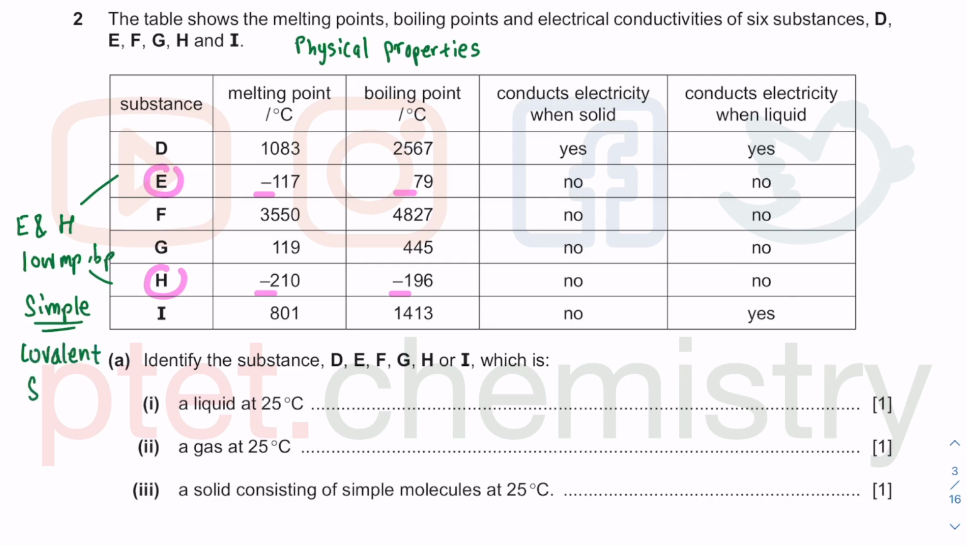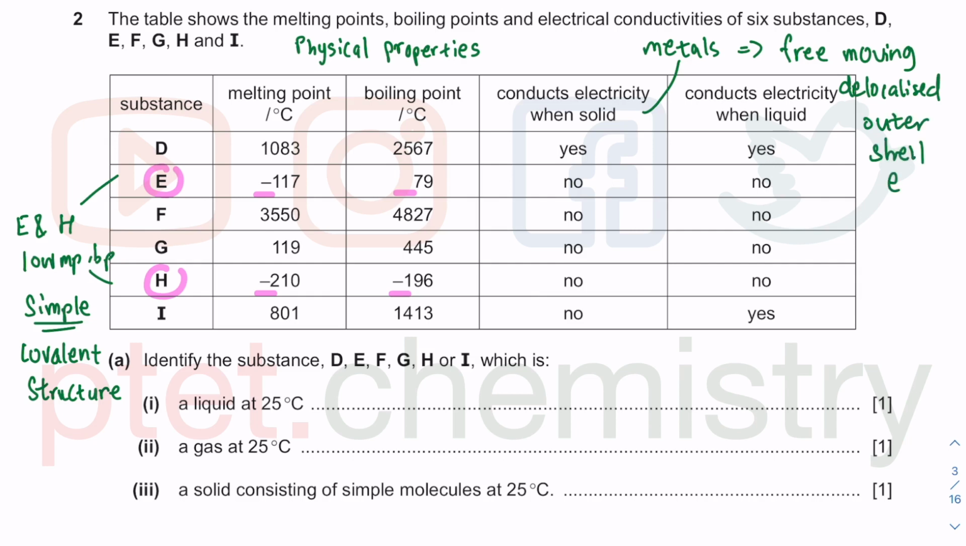Out of 4 structures in the structure and bonding topic, only simple covalent structure has low melting and boiling point, especially to the extent that these are negative values. They are going to boil at very low temperature. Next, conducts electricity when solid. That means you're looking at metals, which can conduct electricity as a solid because you have free moving delocalized electrons. These are not electrons in the shell. These are delocalized outer shell electrons.